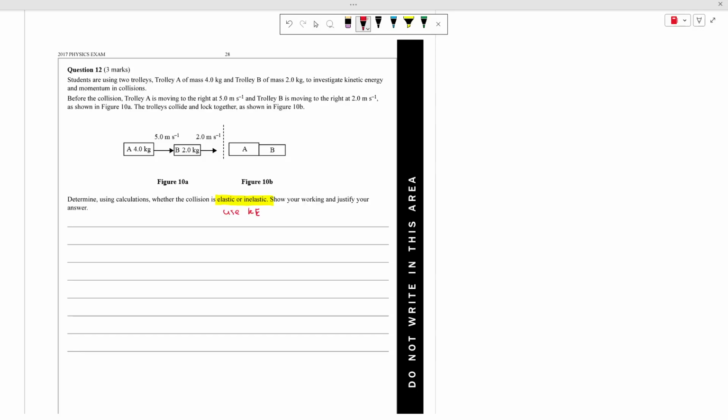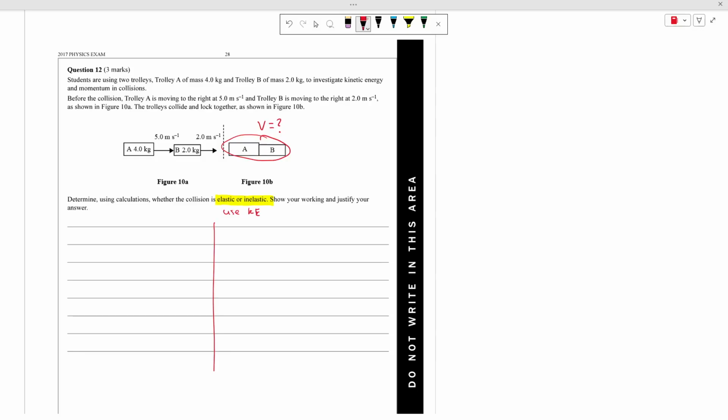So how do we show something is elastic or inelastic? You just compare the total kinetic energy before the collision with the total kinetic energy after the collision. The problem with this, though, is we don't know how fast the two things are moving after they collide and stick together. So to answer that question, I need to first use conservation of momentum to work out the final speed after they collide. So let's do that first.